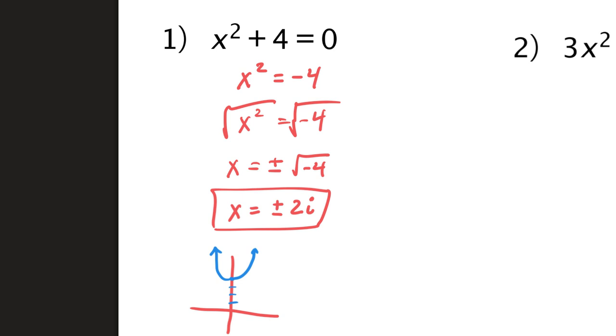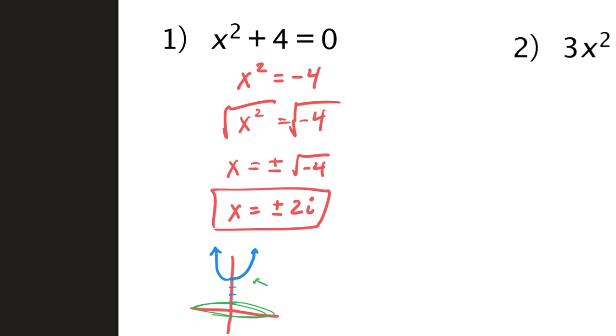Remember that solutions to quadratic equations are where it crosses the x-axis. This graph does not cross the x-axis. It's all the way up here. So it has no solutions. But we still need to account for it by doing some algebra. Even though it doesn't cross the x-axis, that really means that there are no real solutions. Instead, we have 2 imaginary solutions.